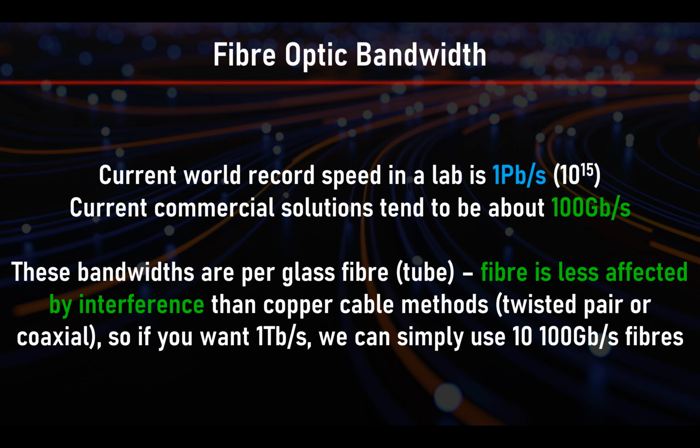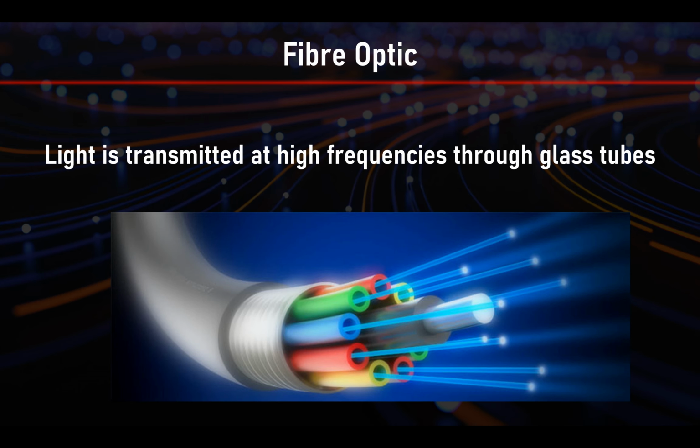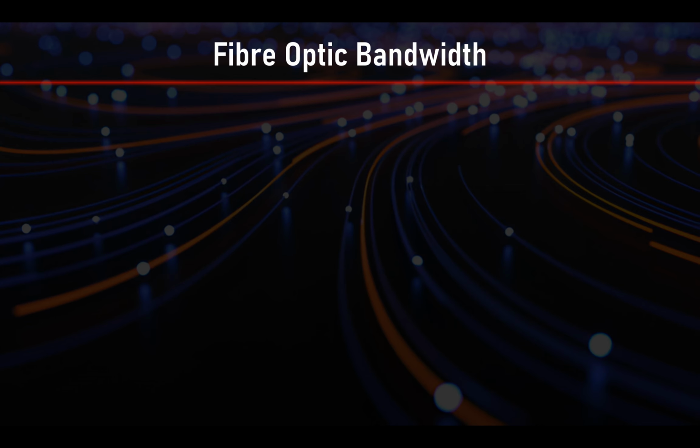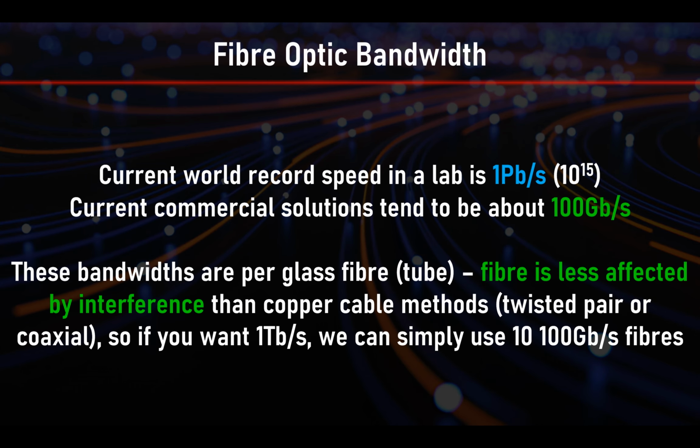Right, okay, so the bandwidths are per glass fiber. So if, for example, we look at this picture, here we have maybe about 10 glass fibers, all these individual tubes. So if each one is 100 gigabits per second, then of course that's going to be 1 terabit per second if there's 10 of them. Fibre is also less affected by interference. So again, as we said, it's going to be the most expensive, but the best for everything.